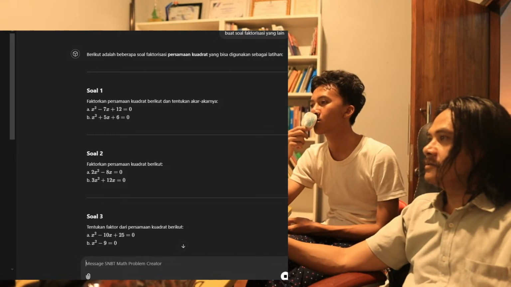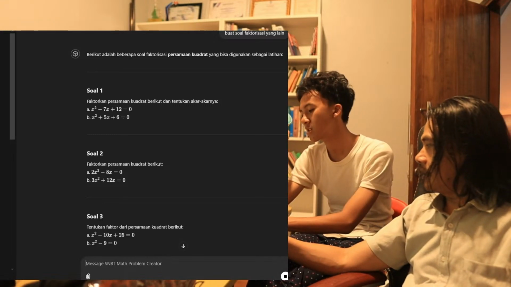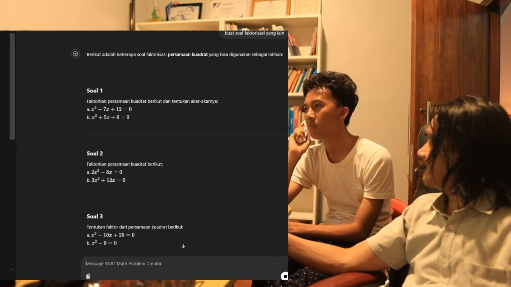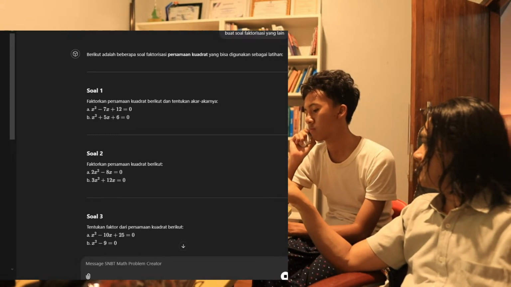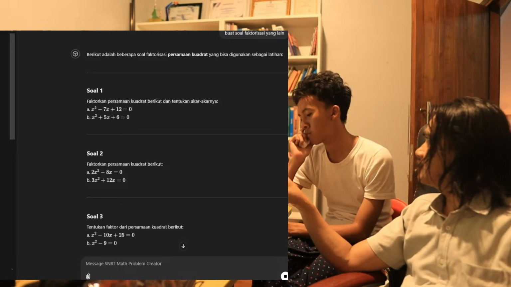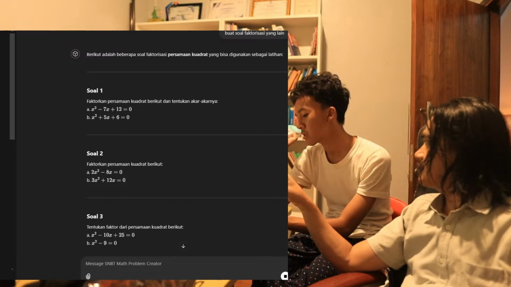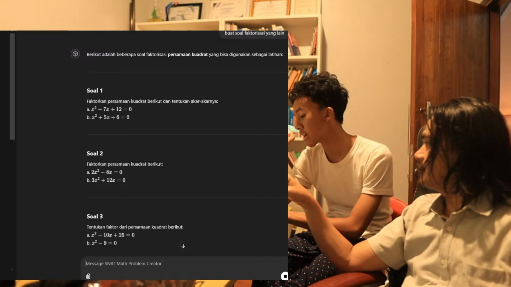Tentukan akarnya is what? What is the tentukan akar? Yeah, exactly. The akar is the thing that makes it equal to 0. So this guy, the x, such that whatever the x is, so these guys, pretty much.